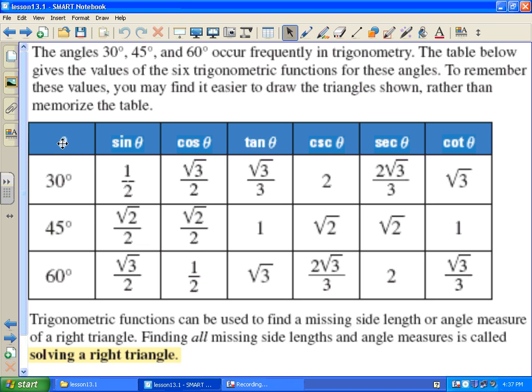This is a table for angle theta for 3 distinct angles, 30, 45, and 60, and the specific trig function values for those angles. The reason this table is identified in this section is because these are special angles that occur frequently in trigonometry. Now, as opposed to memorizing this table, if I know the definitions of the trig function values, for example, cosine is adjacent over hypotenuse, and I know the ratio of sides in a 30, 60, 90 triangle and a 45, 45, 90 triangle, then I can actually create this chart myself.